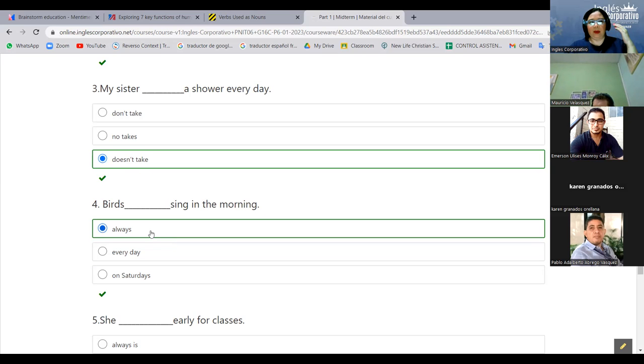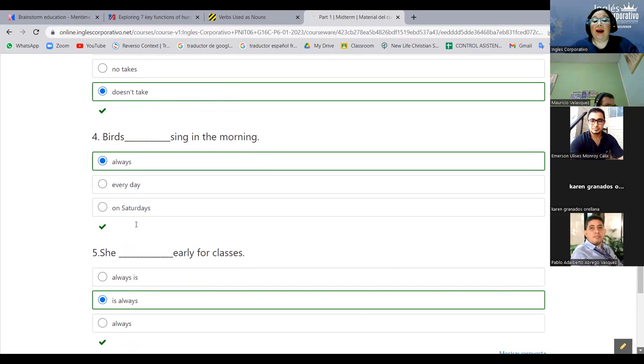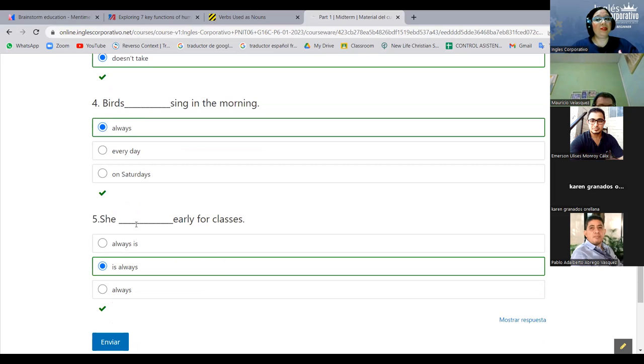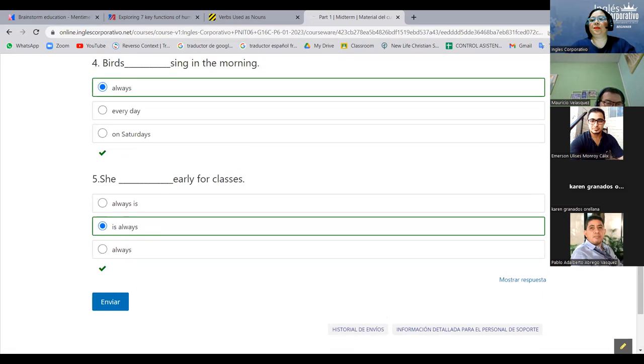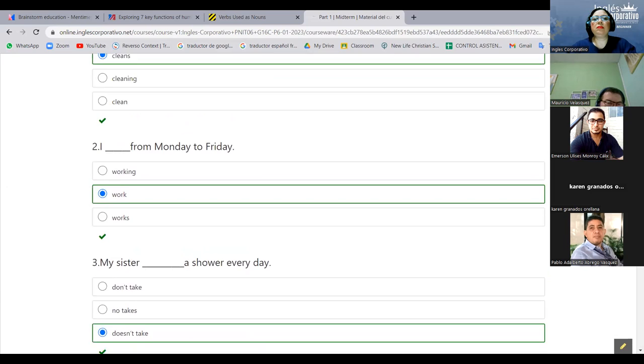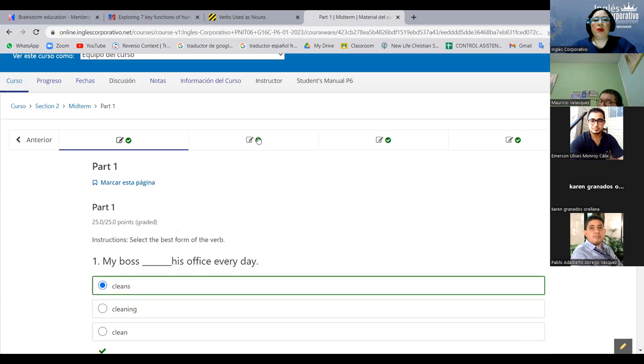So birds always sing in the morning. Number five. She, this is the verb to be. With the verb to be, we have to be careful because when we use the frequency adverbs, the order is different. First goes the verb to be, and then goes the frequency adverb. So is always, all right? It's not always is. It's is always. Okay? Then we submit and we have our 20 points of 20 points. Oh, and this one it was 25, right? Okay. 25. Let's go to part number two and just checking.